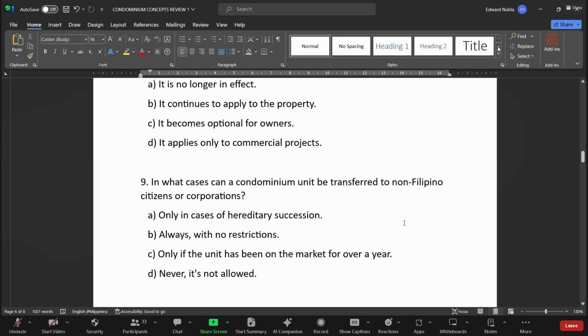Number 9. In what cases can a condominium unit be transferred to non-Filipino citizens or corporations? A. Only in cases of hereditary succession. B. Always with no restrictions. C. Only if the unit has been on the market for over a year. D. Never, it's not allowed.